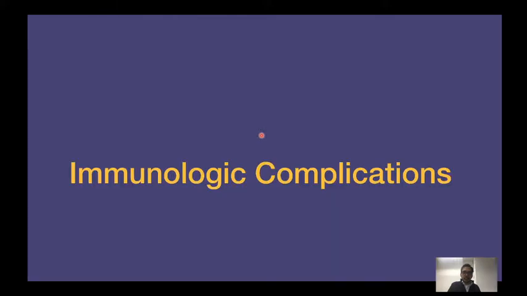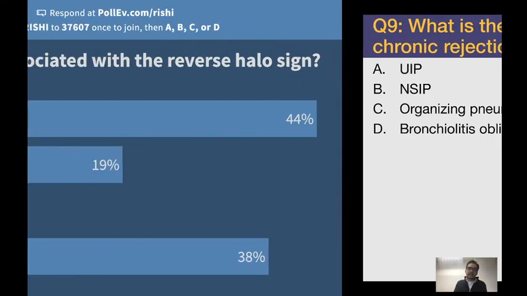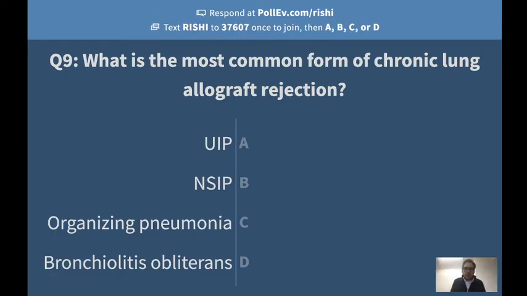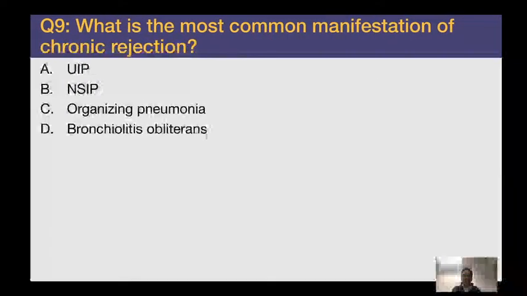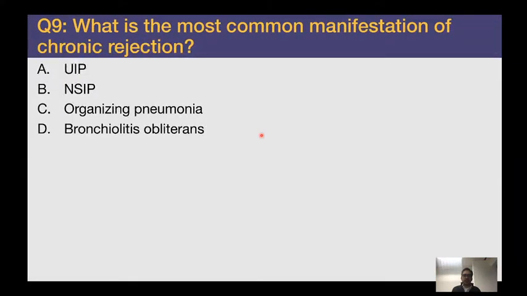Okay, let's talk about the immunologic complications. And I have a question. What is the most common form of chronic lung allograft rejection? Okay, so a patient with chronic lung rejection, what are you going to see on CT? What's going to be the most common manifestation? Okay, most people said bronchiolitis obliterans, which is the correct answer.